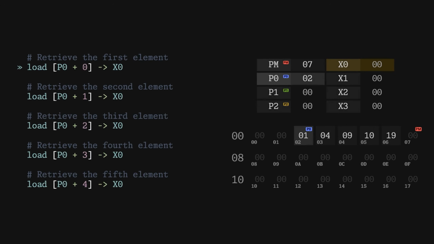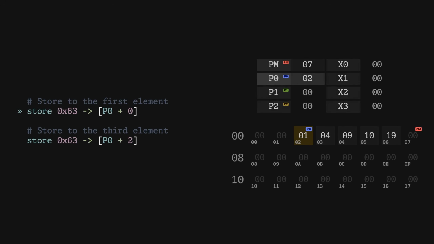Now let's look at retrieving elements from an array. For retrieval, we can take the address of the first cell and add to it the index that we want to retrieve. The same logic works for storage too. Just take the address of the start of the array and add the index that you want to store to.